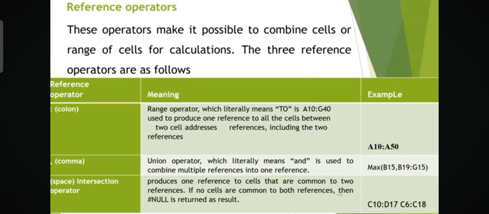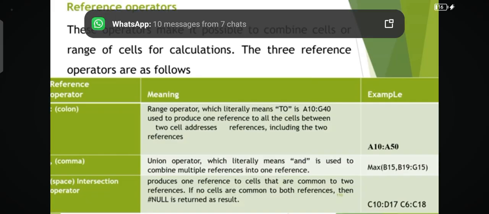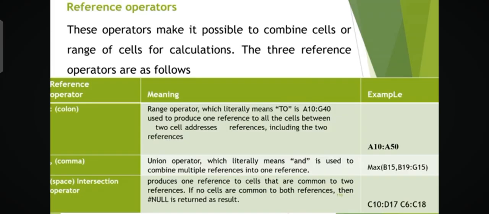So for example, if you look at the range C10 to D17, and then the range from C6 to C18, are there any particular cells common to these two? If you look carefully, you see that we have cells from C10 to C17 being common to the two of them. So since that is common, that particular cell range, from C10 to C17, will be returned. That's what the intersection operator is used for.